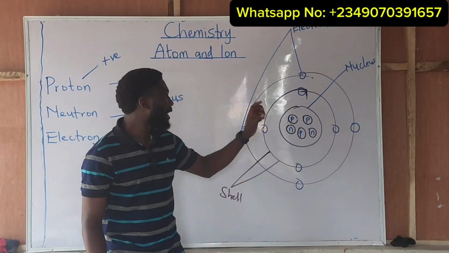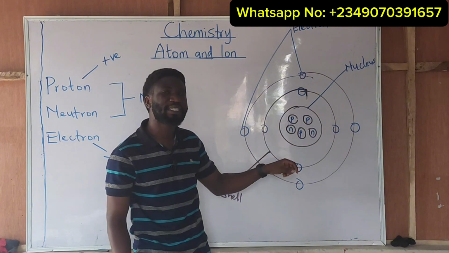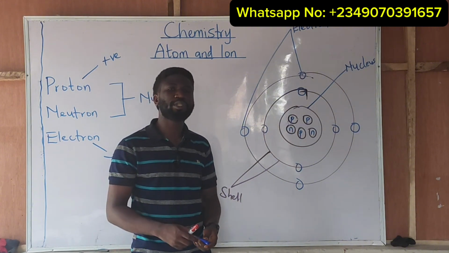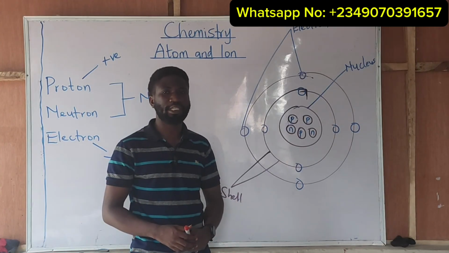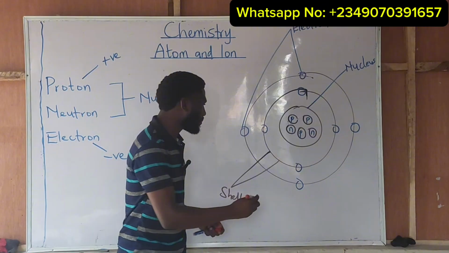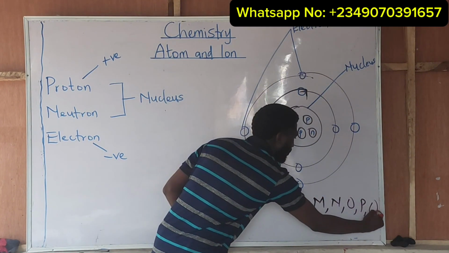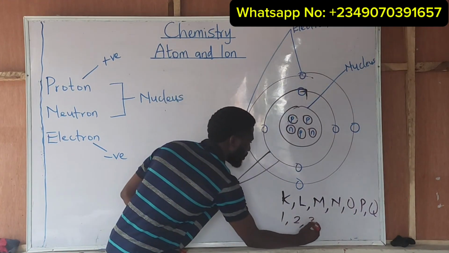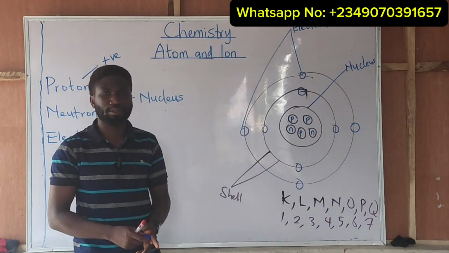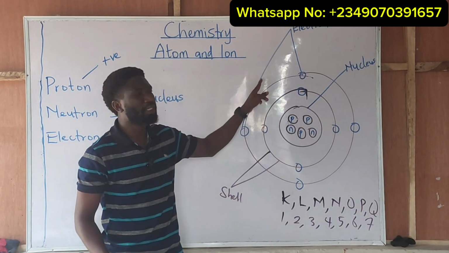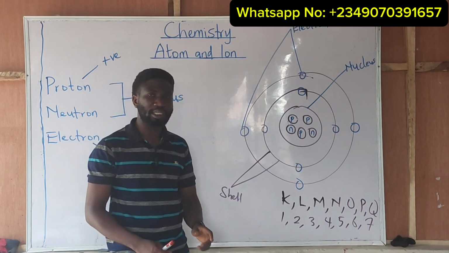From the diagram, an atom has a nucleus being surrounded by the electrons, but the electrons are found in the shell. And we need to take note of this, that in an atom, we have 7 electron shells: the K, the L, M, N, O, P, and Q. We can call it 1, 2, 3, 4, 5, 6, 7. So we have 7 electron shells. From this diagram, we only have 2: the K shell as well as the L shell. Please take note of this.